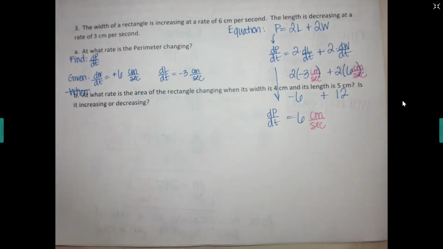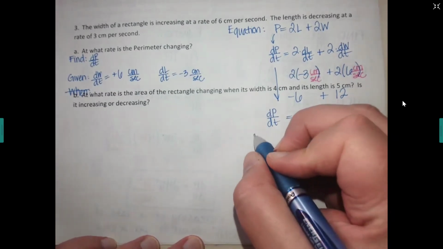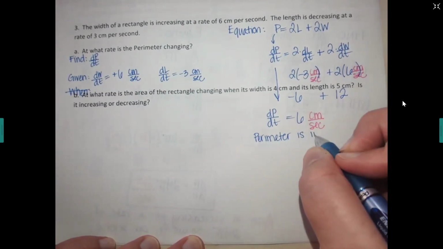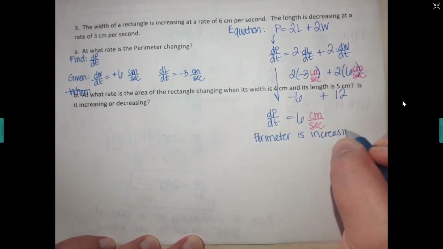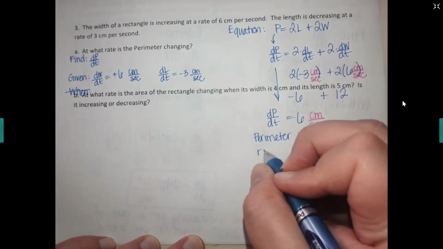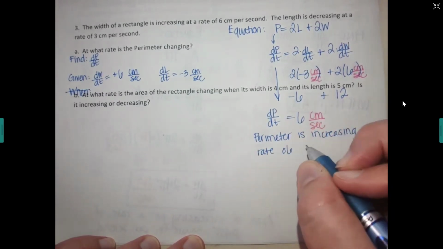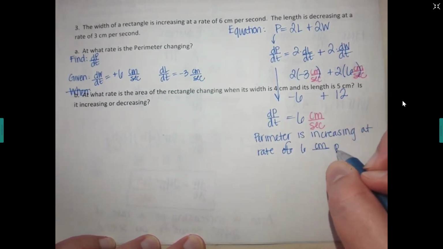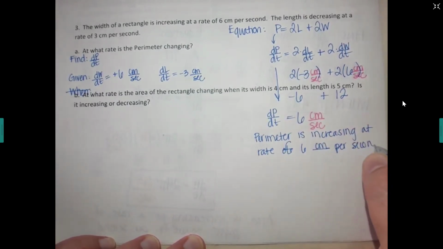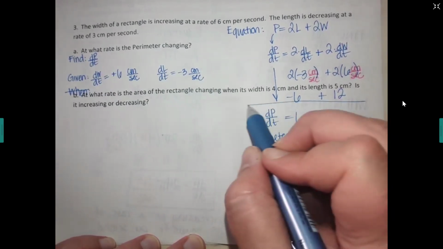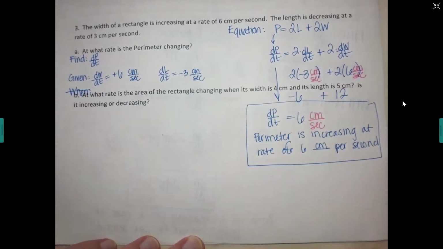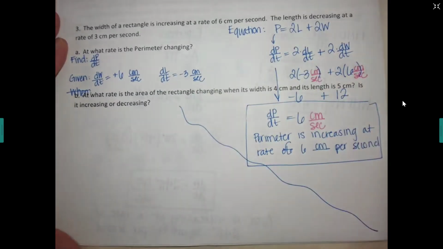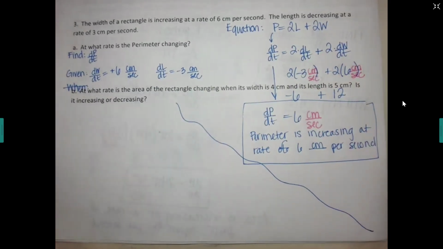So if you were to write a little sentence there, you would say the perimeter is increasing at a rate of 6 centimeters per second. Okay. And that would be your answer to part A. Okay? All right, now let's do part B.